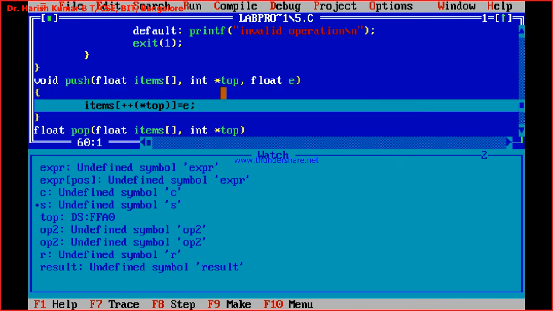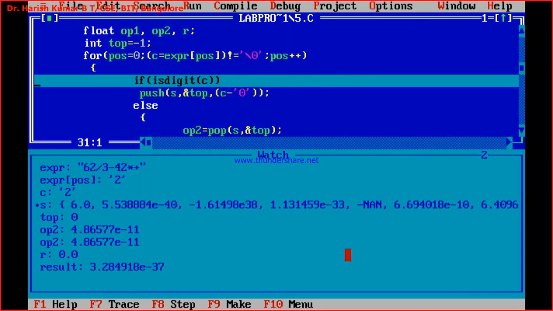Now 6.0 gets pushed onto the stack. Where is the stack? Here. Okay, you just observe now. Okay, I have to go back and I can just observe here. Say 6.0 got pushed onto the stack. Done. Next, the next symbol which you are scanning is 2, character 2. This 2.